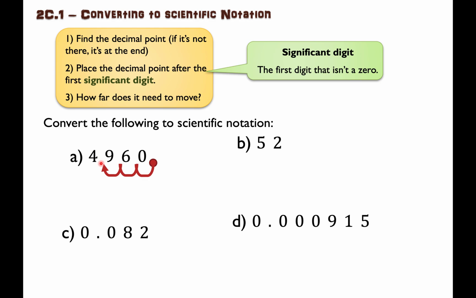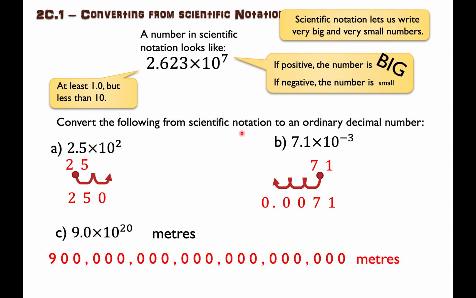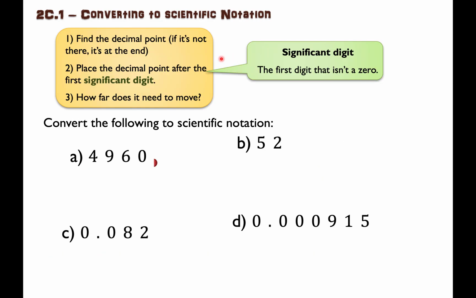So this will be 4.96 times 10 to the power of 3. Hey, but Mr. Ranieri, how do you know that it's positive 3 and not negative 3? Well, that is a really good question, and I'm very glad that you asked. Because it's a big number. So this thing has to be positive. Previously, we saw if this thing is positive, the number is big, and if it's negative, the number is small. So yes, it's a big number, so that thing is positive. And it moved 3 places, that's why that's 3. The decimal point was here, 4.96, that's why that's 4.96.